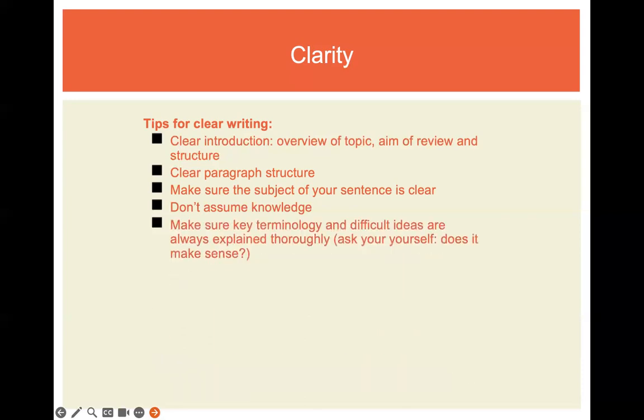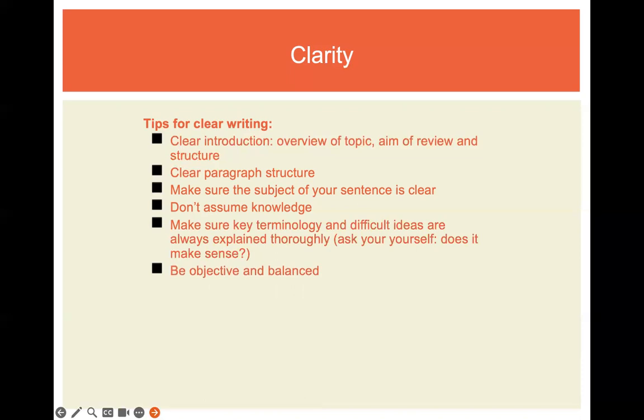Make sure also that key terminologies and even complex and difficult ideas in the statement of the problem are always thoroughly explained. And it's not a matter of you being able to say that this person defined it this way or that way. It is your task as a writer and researcher to flesh it out further in a way that your reader will understand it.